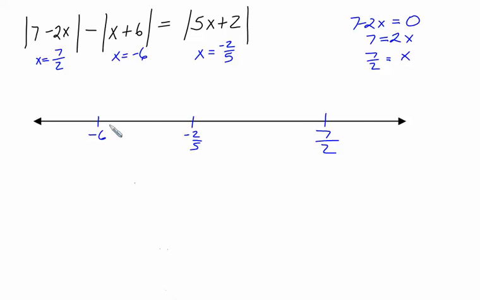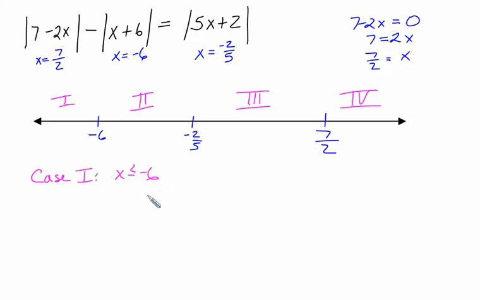And that's going to partition our number line into 4 cases: Case 1, Case 2, Case 3, and Case 4. And then we're going to solve each of those cases separately. So let's start with what we're going to call Case 1. For Case 1, x is going to be less than or equal to -6, and we can just put the equal sign option there for now.